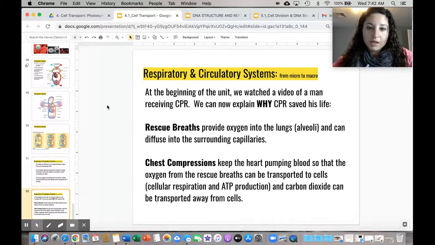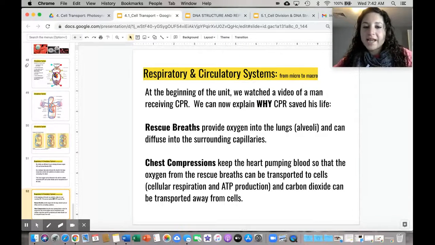Now, putting it together with that CPR activity that we did, just to talk about it in more detail, because when we did that activity, we didn't have all the information, but now we do. At the beginning of the unit, we watched a video of a man receiving CPR. We can now explain why CPR saved his life beyond just saying he's getting some oxygen when we do the rescue breaths and his heart is pumping when we do the chest compressions.